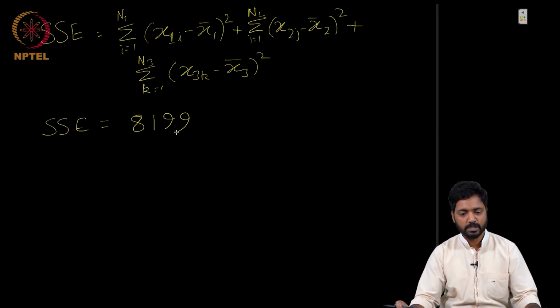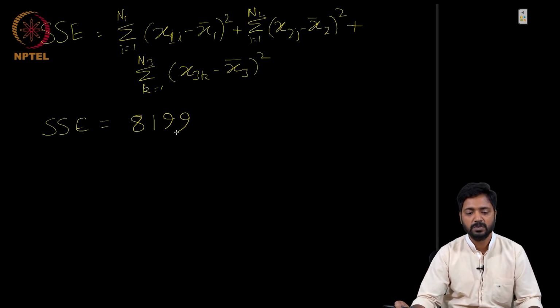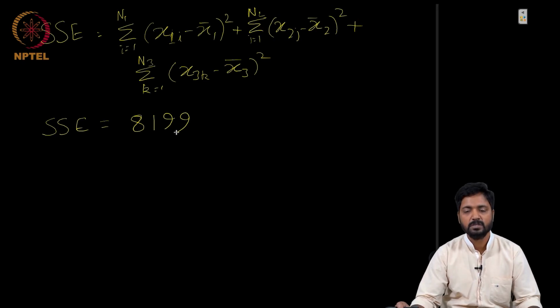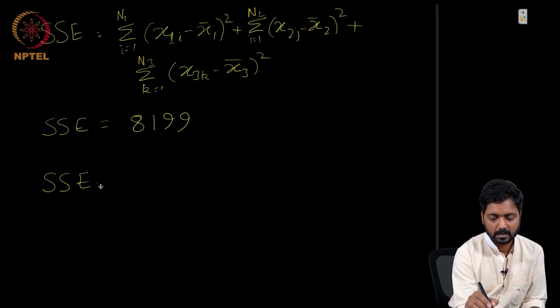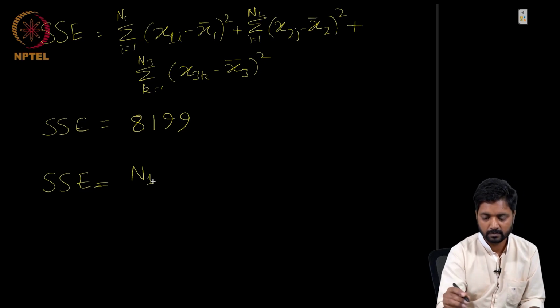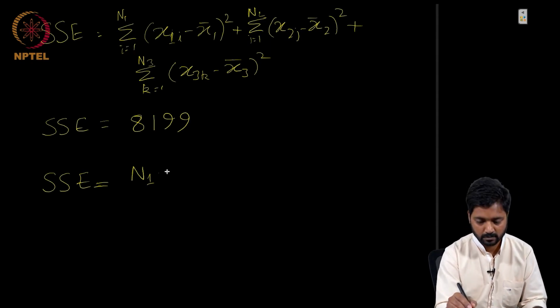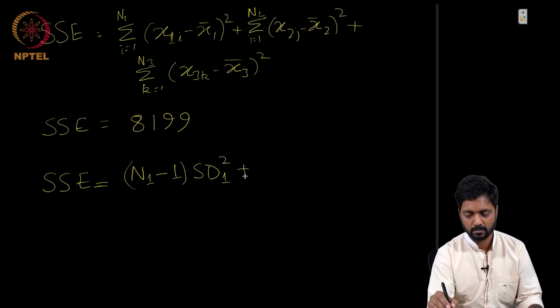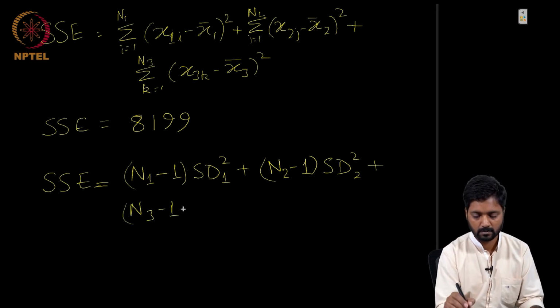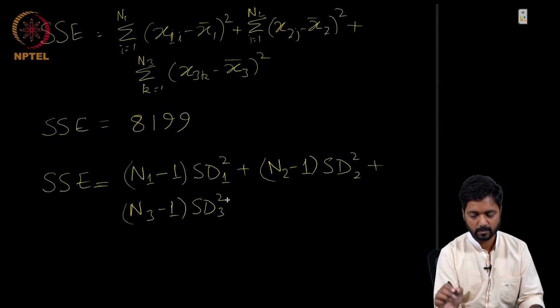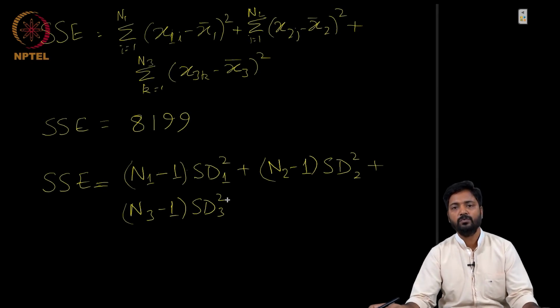So, it is important at this point to mention that the sum of squares due to errors, which is given as the deviations squared, can also be written in a different manner, and that is the degrees of freedom of individual samples multiplied by the standard deviation squared.